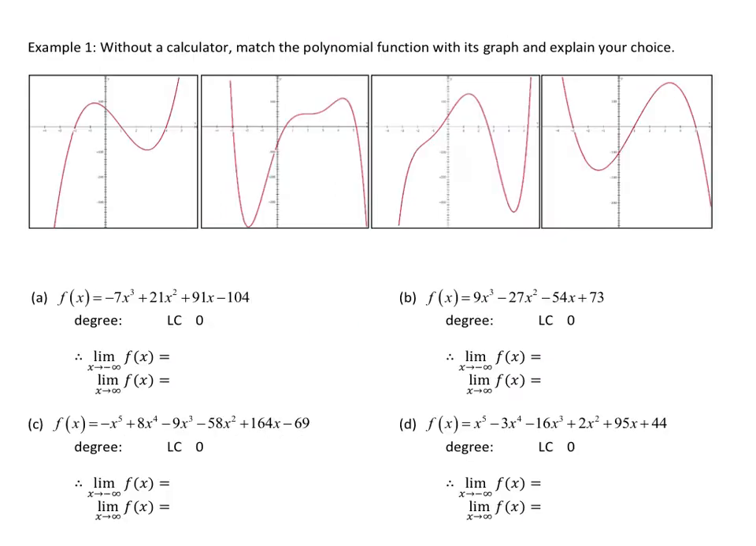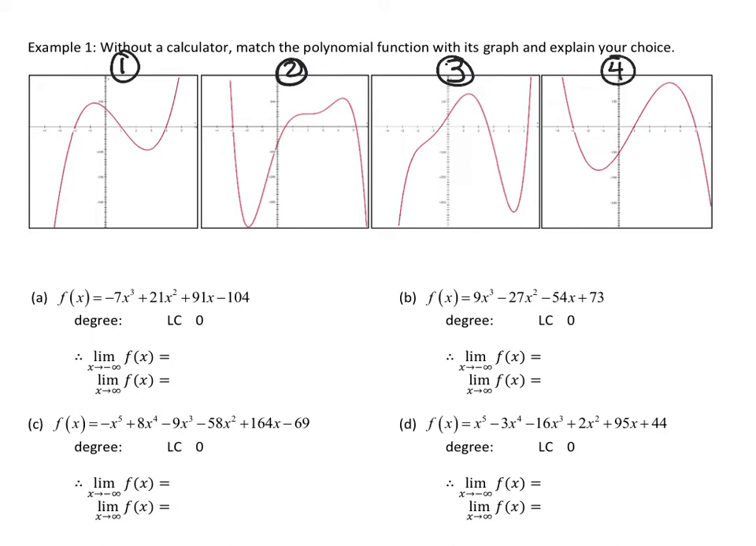What we're going to try to do here is, without a calculator, match the polynomial function with the 4 options down here. So match the graph to the equation. Now, again, we have a lot of different options here. We're looking mostly at the shape and at the end behavior. So let's first number these graphs 1 to 4, just so we know what we're working with. This is graph 1, graph 2, graph 3, and graph 4.